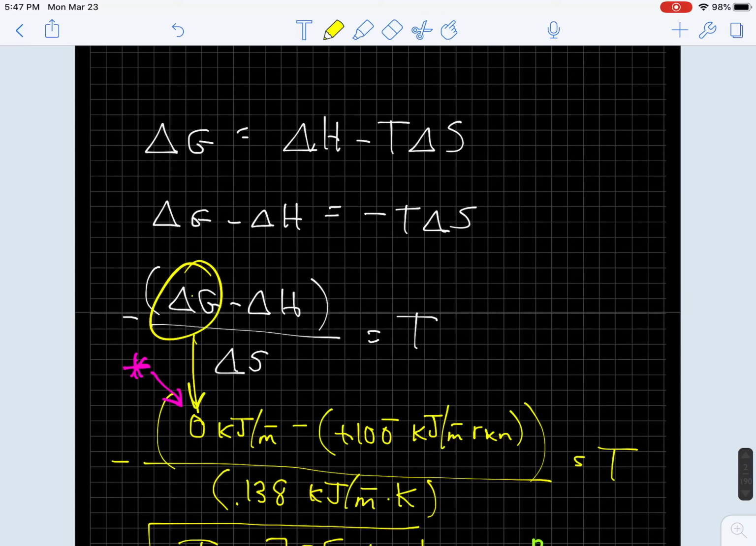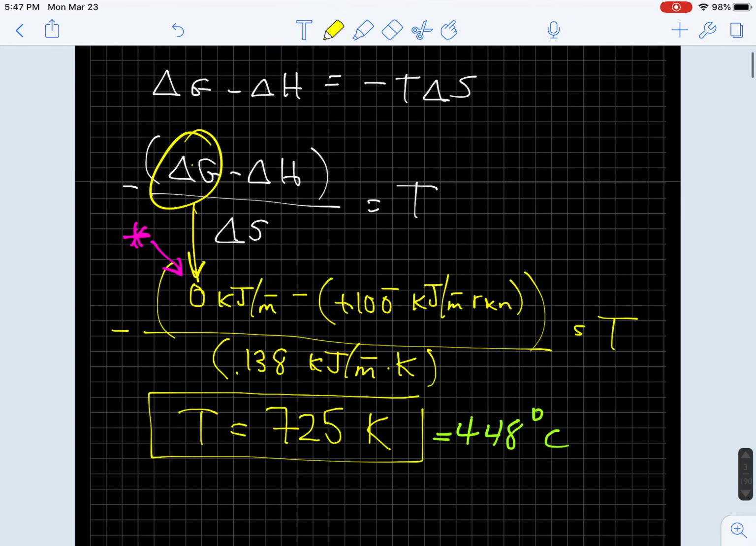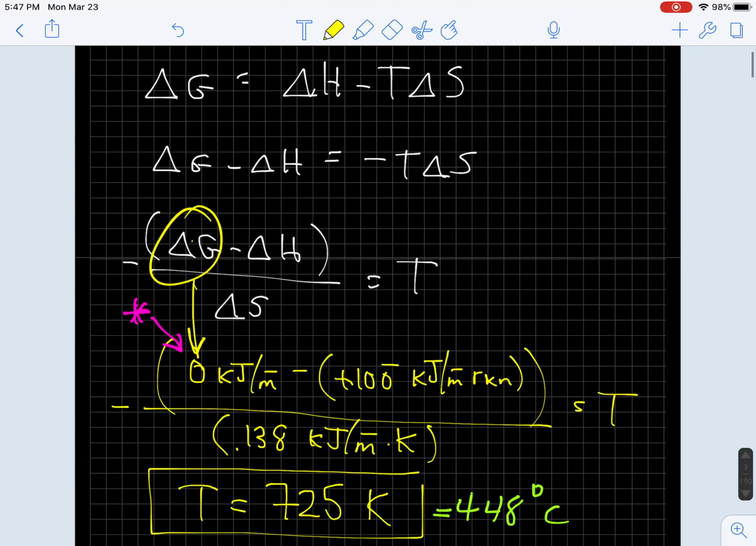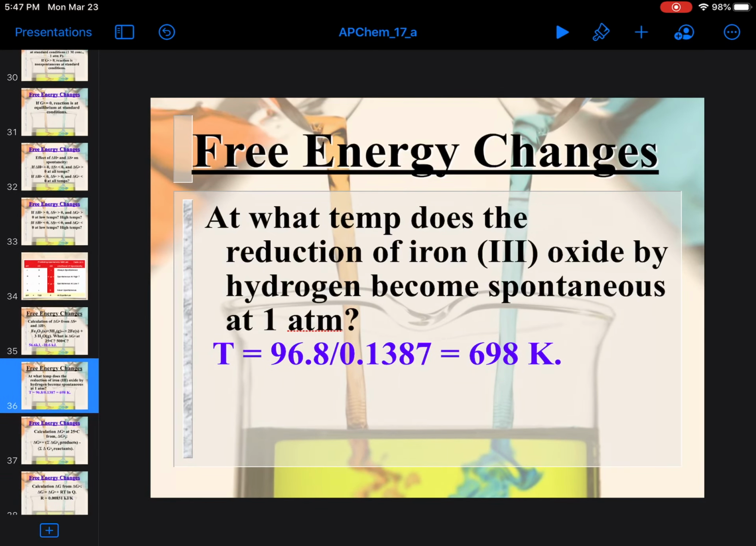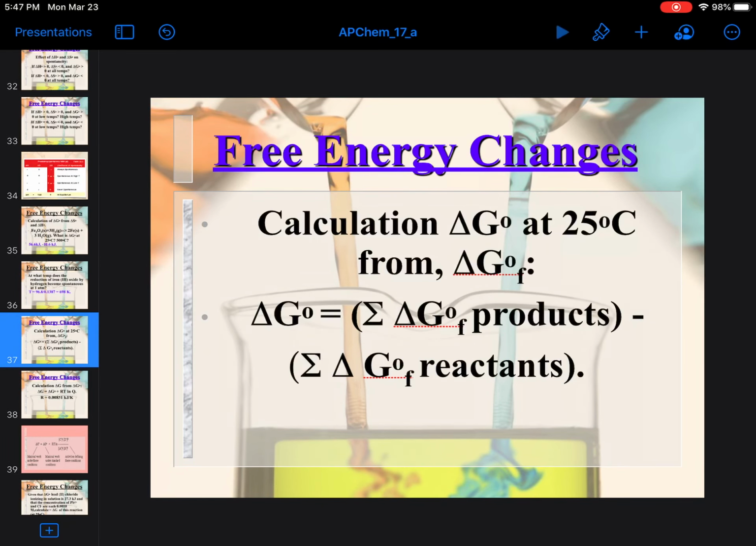So the key to this is that you have to recognize that delta G here is equal to 0 under those conditions. We had already calculated delta H and delta S in the previous problem, so we can substitute that in and solve, and we get 725 Kelvin or 448 degrees Celsius, which is a little different than their answer, again, because of the updated delta H and delta S values. Not by much, though.